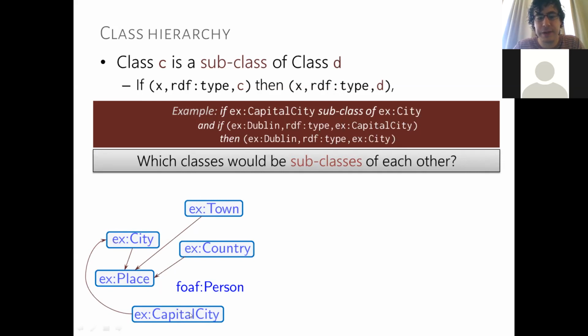So intuitively, if capital city is a subclass of city and city is a subclass of place, we might imagine that we have this implicit subclass relation to place, right? So capital city is implicitly then a subclass of place as well. So this is the subclass relation, which is between pairs of classes.